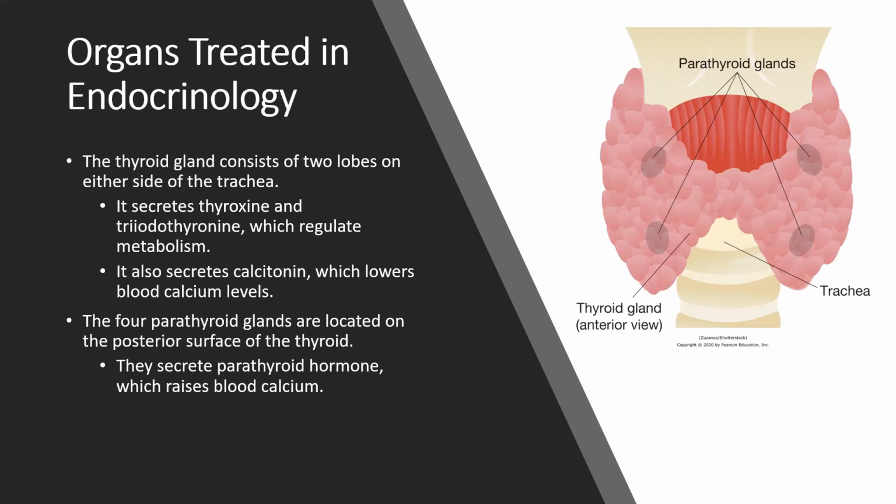The thyroid gland consists of 2 lobes on either side of the trachea. It secretes thyroxine and triiodothyronine, which regulate metabolism. It also secretes calcitonin, which lowers blood calcium levels. The 4 parathyroid glands are located on the posterior surface of the thyroid. They secrete parathyroid hormone, which raises blood calcium.